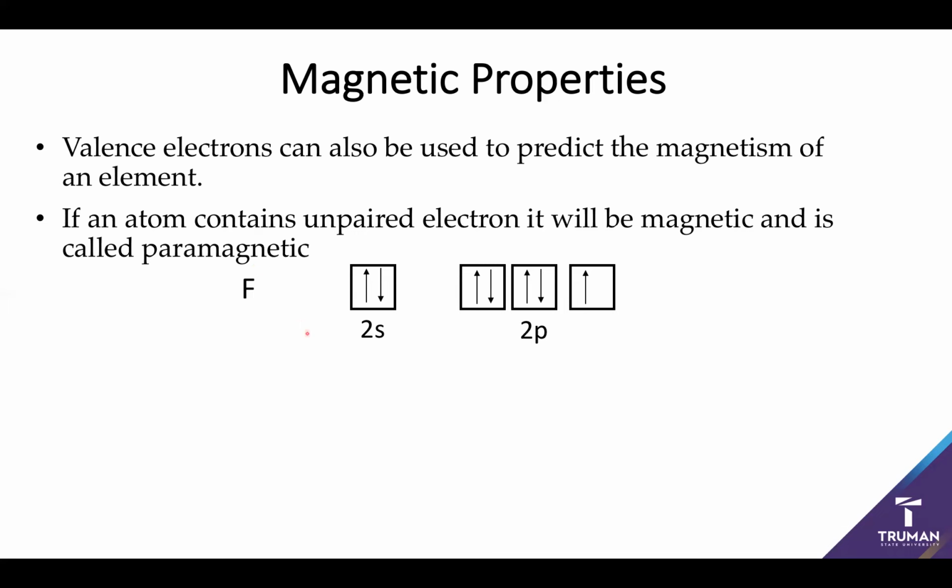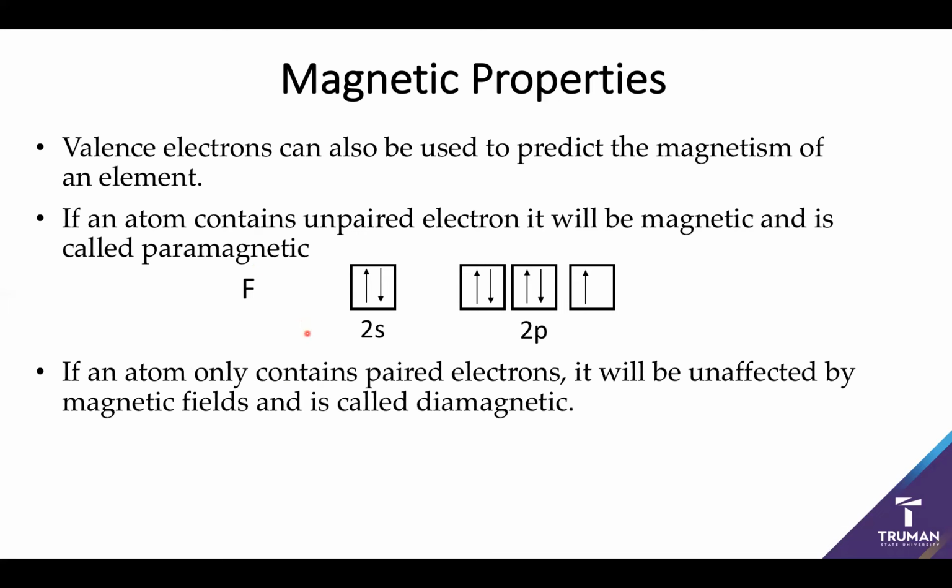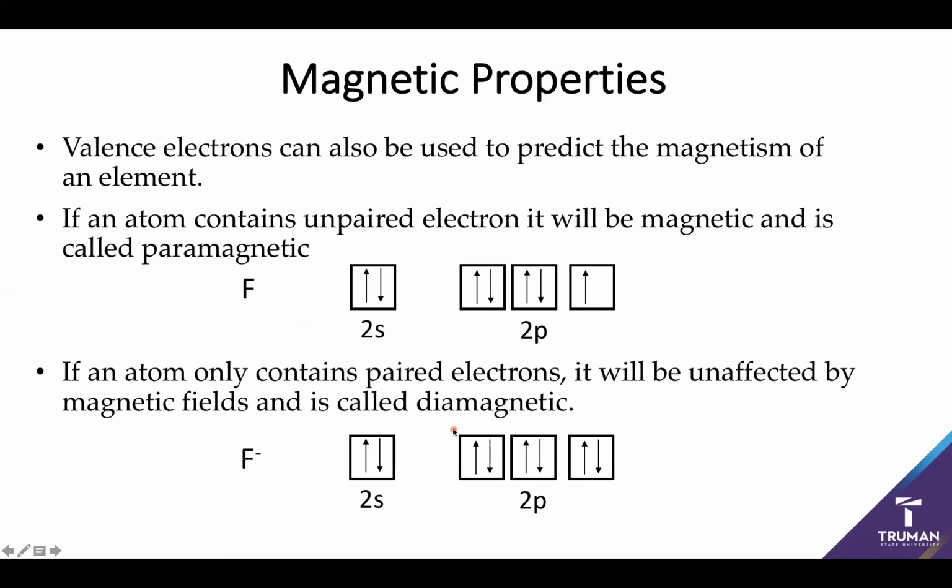However, if I have all of my spins paired up, then I'm going to generate no net magnetic field, and I won't interact with any magnetic fields. And this generates a diamagnetic element. So for example, let's go ahead and look at the fluoride ion. In fluoride, all of the spins are paired, and so it won't be affected by any magnetic fields because there's no unpaired spins to interact with said fields.